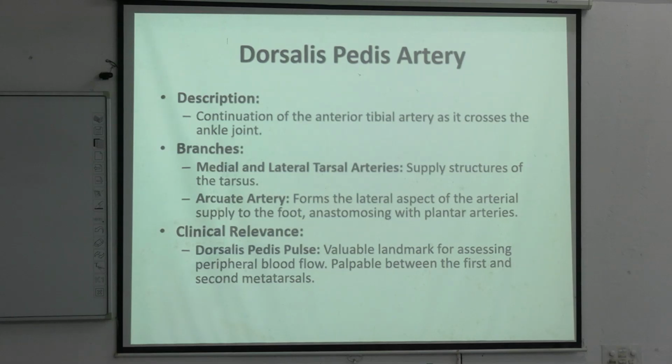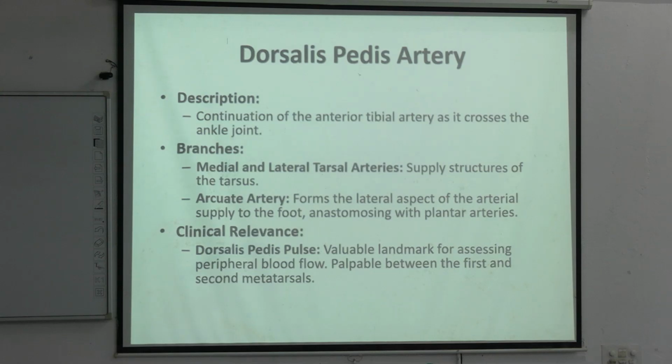Now, dorsalis pedis artery, this one is a short note. Continuation of the anterior tibial artery as it crosses the ankle joint. Branches: medial and lateral tarsal arteries, supply structures of the tarsus. Arcuate artery forms the lateral aspect of the arterial supply to the foot, and anastomoses with the plantar arteries. It is all interconnected.